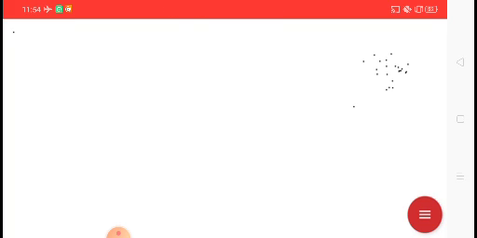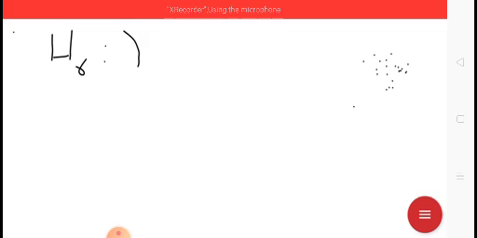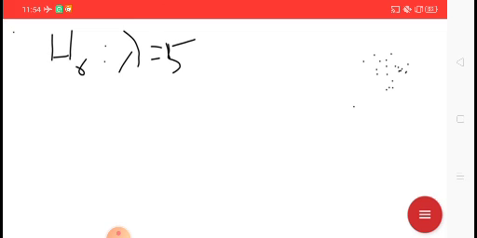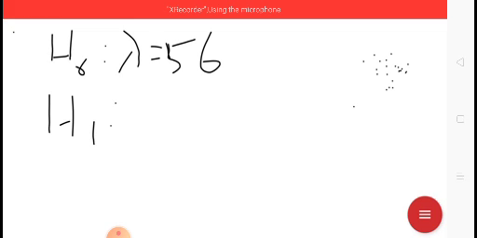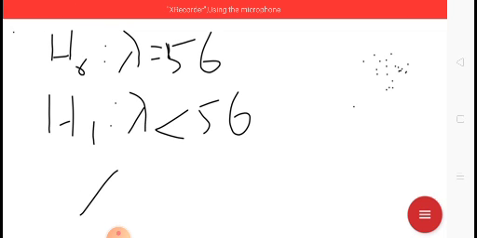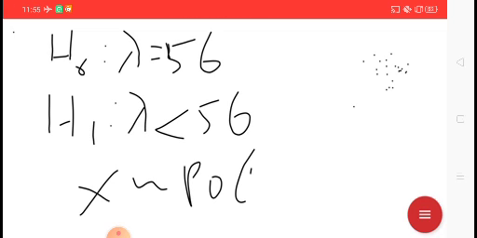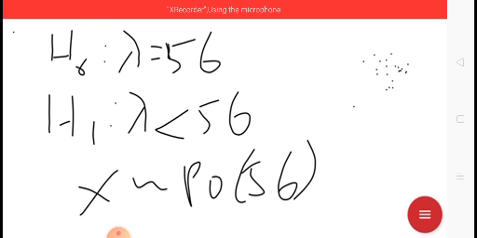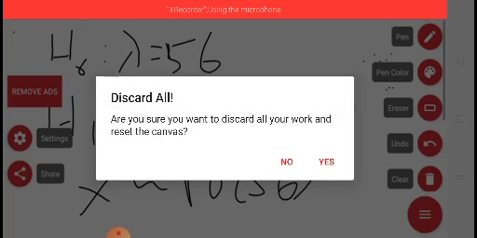If you want to run the test, state the hypothesis. H0: lambda equals 56, H1: lambda smaller than 56. These two are given. And your parameter will be 56. This is the parameter. Okay, and so the question asks you to find the probability of type 1 error. So I clear this one first.